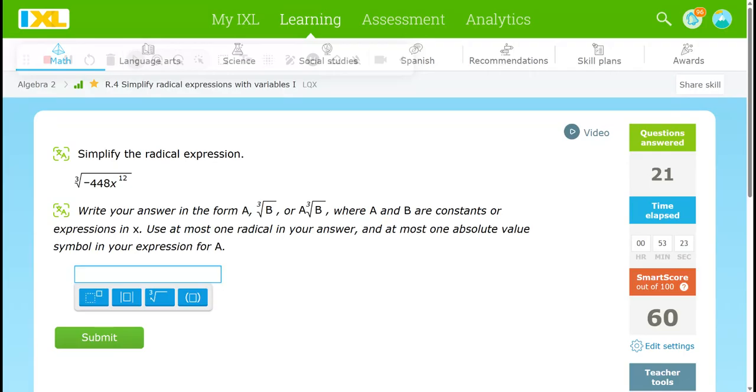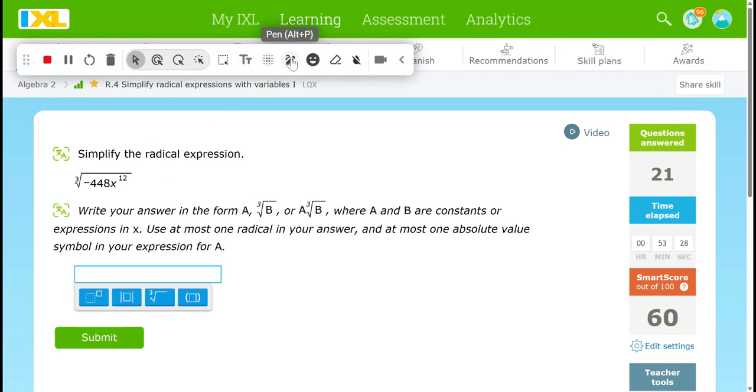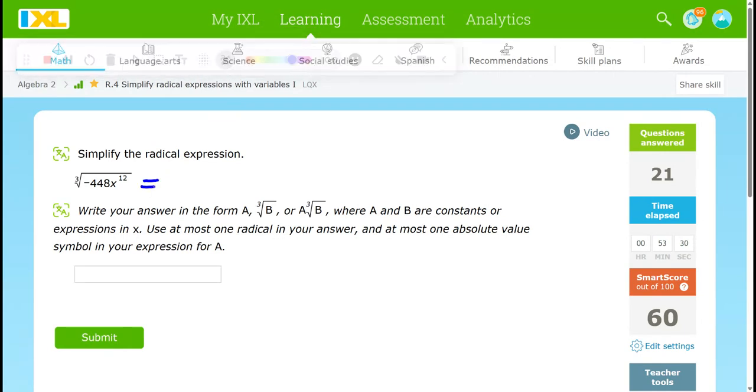Alright, next one. I do the same thing. Take a look over here. I can do cube root of 448 with a negative sign, and then cube root of x to the 12. Now I can use my calculator.